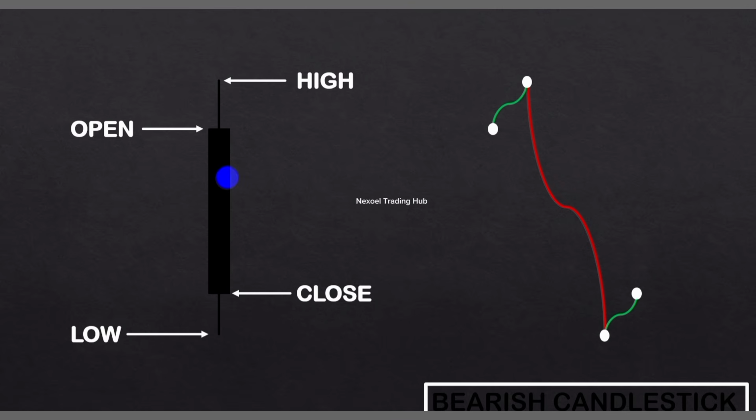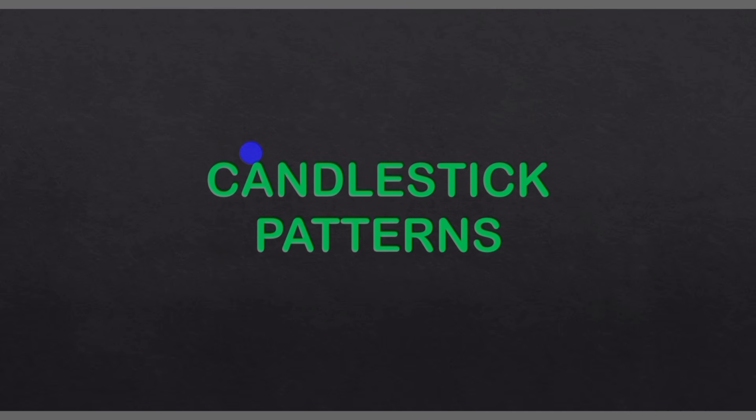So price would create the high, creates the low, and then we have the close of price. So this is the bearish, and then this is also the explanation to the bullish candlestick. So next we're going to be looking at is actually the candlestick patterns.